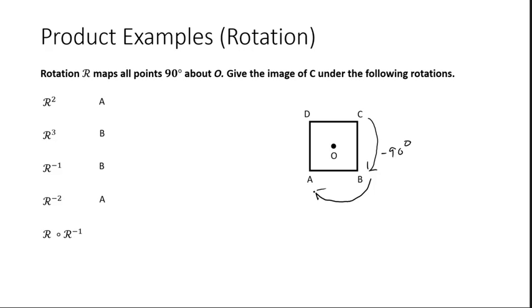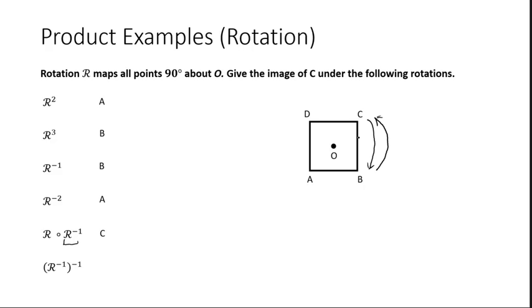Now what if you were composing r with its inverse? Well, you can do this the long way by realizing that r inverse would have to come first. That's a negative 90 degrees, which takes you over here. And then r to the first power, just regular r, would rotate it back over here 90 degrees. So it takes you right back to where you started, which would be point C. And we know that to be true because any transformation with its inverse will give you back the identity, meaning it's going to take you right back to where you started. And in this case, that would be point C.